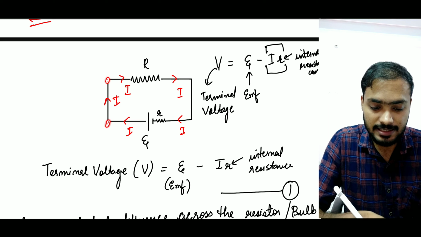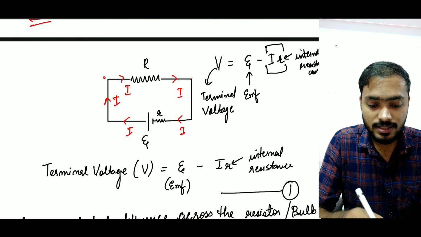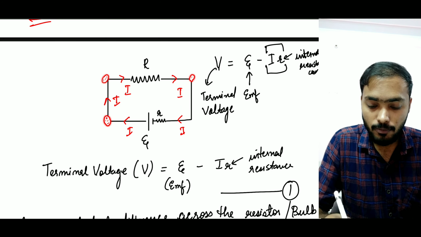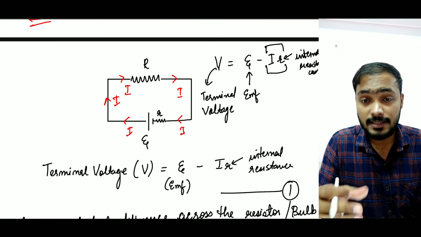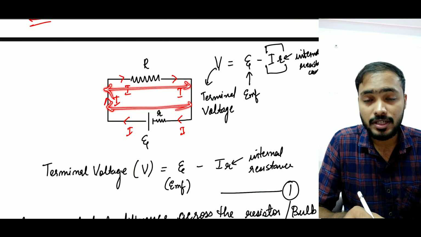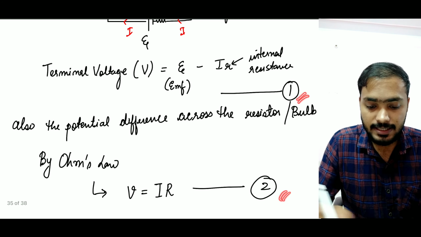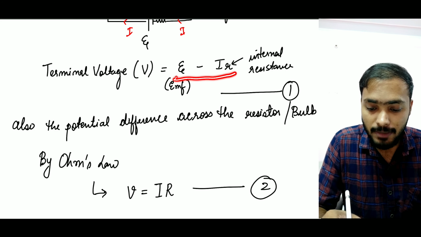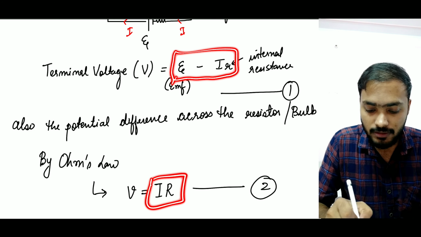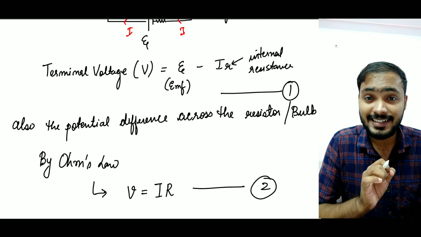Obviously, these 2 points are at the same potential and these 2 points are at the same potential. So basically we are talking about the same potential difference here. So from these two equations, can I say my E minus Ir is actually equal to IR? Yes or no? Can I write it like that? I hope you guys can understand that.